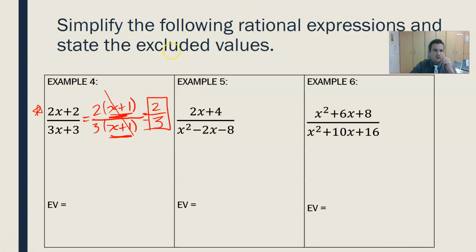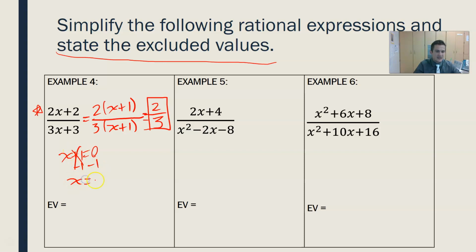So that's the first part of this problem, again, simplifying the expression. Now I need to state the excluded values. So before I cancel anything out, I need to look in the denominator and set the factors in the denominator equal to 0, and see if there's any place that would make the denominator equal to 0. So say I put x plus 1 equal to 0, because that's a factor with an x in the denominator. If I set x plus 1 equal to 0, I'm going to go ahead and subtract 1 on each side. I'm going to get x equals negative 1.